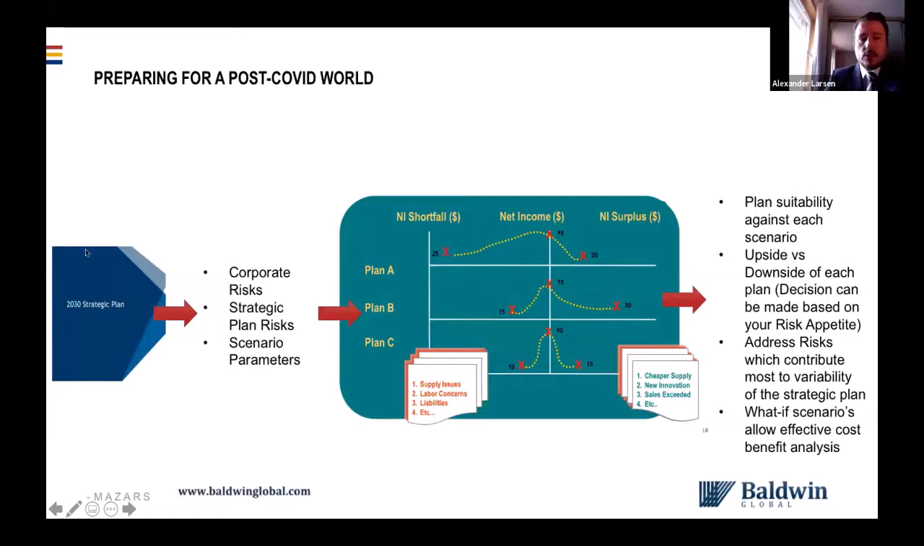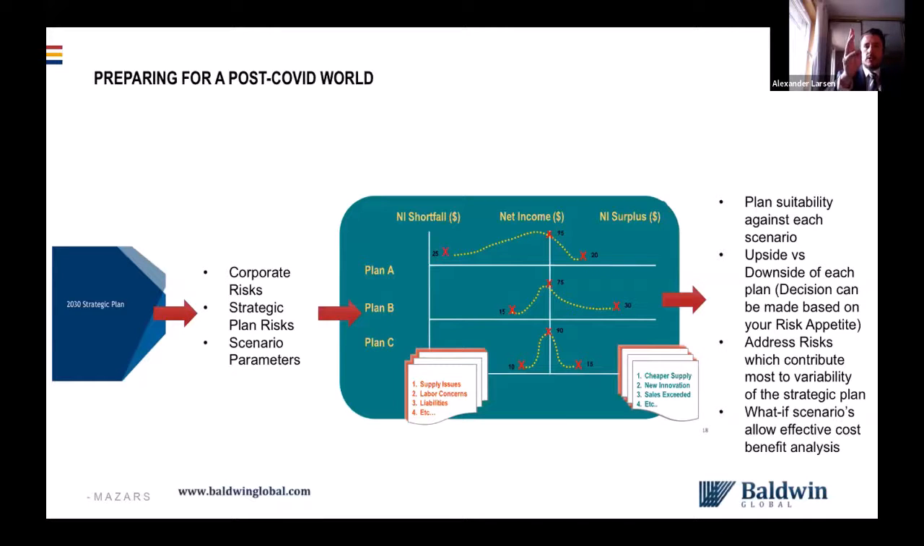So the way you do this is you take your plan, you consider your corporate risks that risk management have identified, you consider the strategic plan risks, so what risks have come up from this specific strategic plan, and the scenario parameters, the 4 scenarios that you've developed. And you put them all together to run the analysis to get these results. And these results will then allow you to make better decisions. You'll be able to plan suitably against each scenario. So plan A might be better for this scenario, but it's not very good for that scenario.